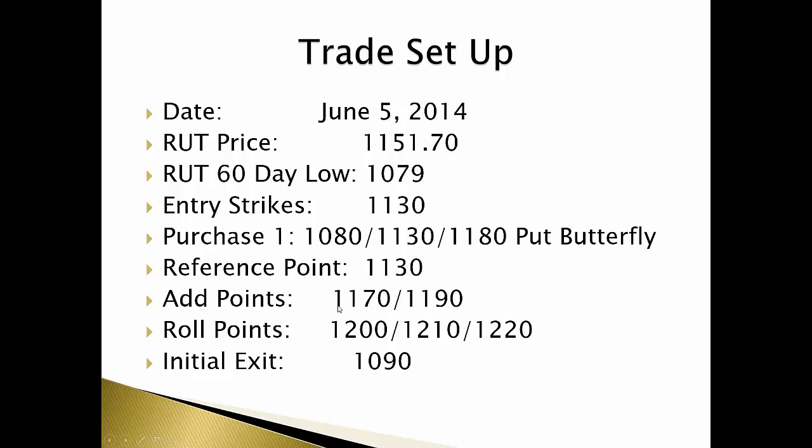If the market goes to 1200, we're going to make a roll. If it goes to 1210, we're going to make a roll. If it goes to 1220, we're going to make a roll. Our initial exit point is going to be 1090. As the butterflies are rolled up, if that's needed, then our exit point will get to a higher price point. Here, of course, our maximum loss is always also an exit point, as is 21 days to expiration.